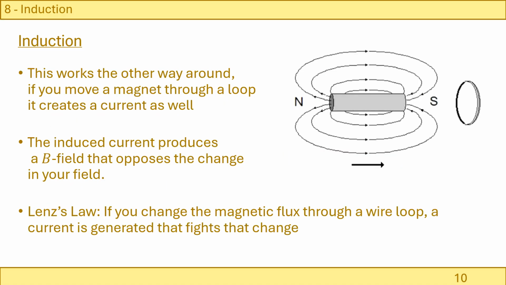And so this actually works the other way around as well. We had the wire loop moving through the magnetic field, but we can also move the magnet through a wire loop, and it's the same thing. Because we're causing this change in the magnetic field in this region, we can have a current induced and a magnetic field induced in the wire loop.